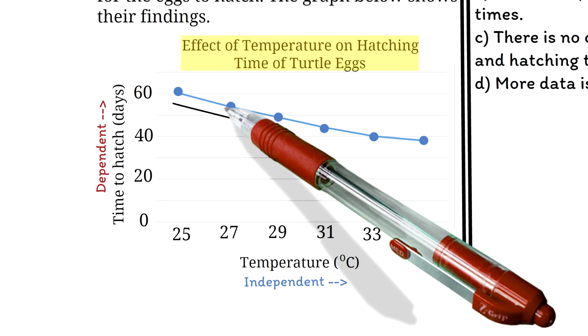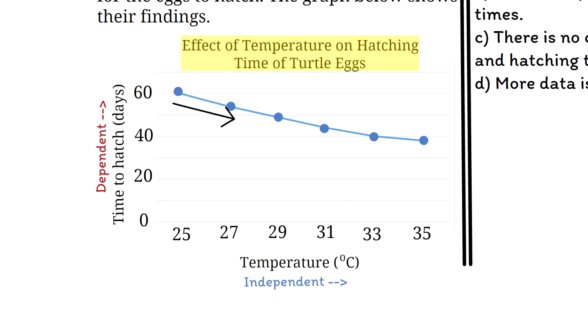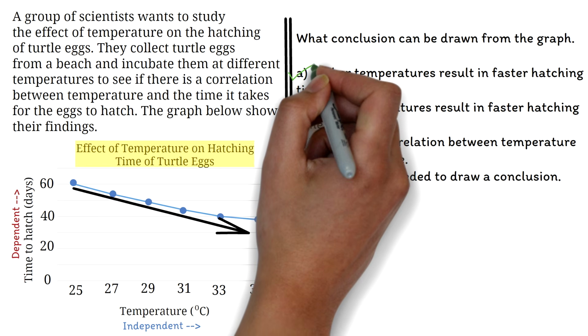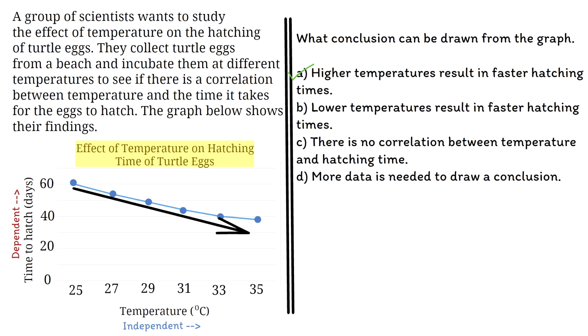For this graph, we can say that there's a decrease in the time to hatch when the temperature increased from 25 to 27 degrees Celsius, and time to hatch continues to decrease as you increase the temperature. This means our answer is A. Higher temperatures result in faster hatching times.